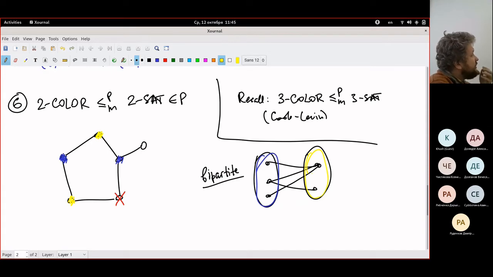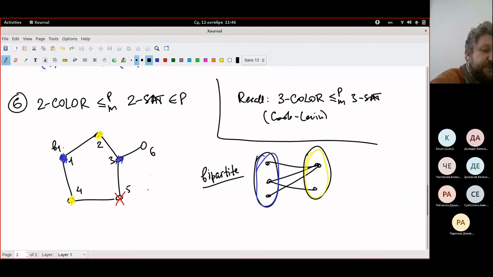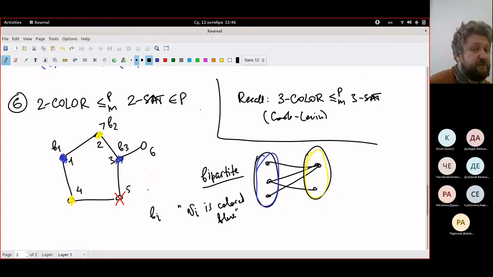Yes, but here it's actually even easier because you know the two colors. It means that you can have only one variable. You can say that this is blue, and if not blue, it will be yellow. Okay, so let's enumerate these vertices 1, 2, 3, 4, 5, 6, and here you will have B1, which is true. You will have not B2. We'll have B3, so Bi means vertex Vi is colored blue. And not Bi means it's colored yellow.